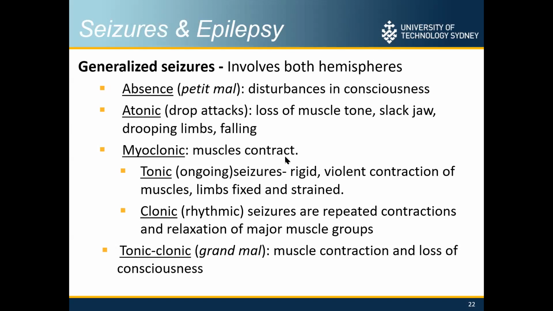You have the myoclonic effect where your muscles actually contract and relax. And this is what you can see when somebody's having a convulsion where they're swinging their arms uncontrollably when they're having their epileptic fit. Okay, and lastly, you've got the tonic-clonic effect where you have muscle contraction followed by the loss of consciousness as well.